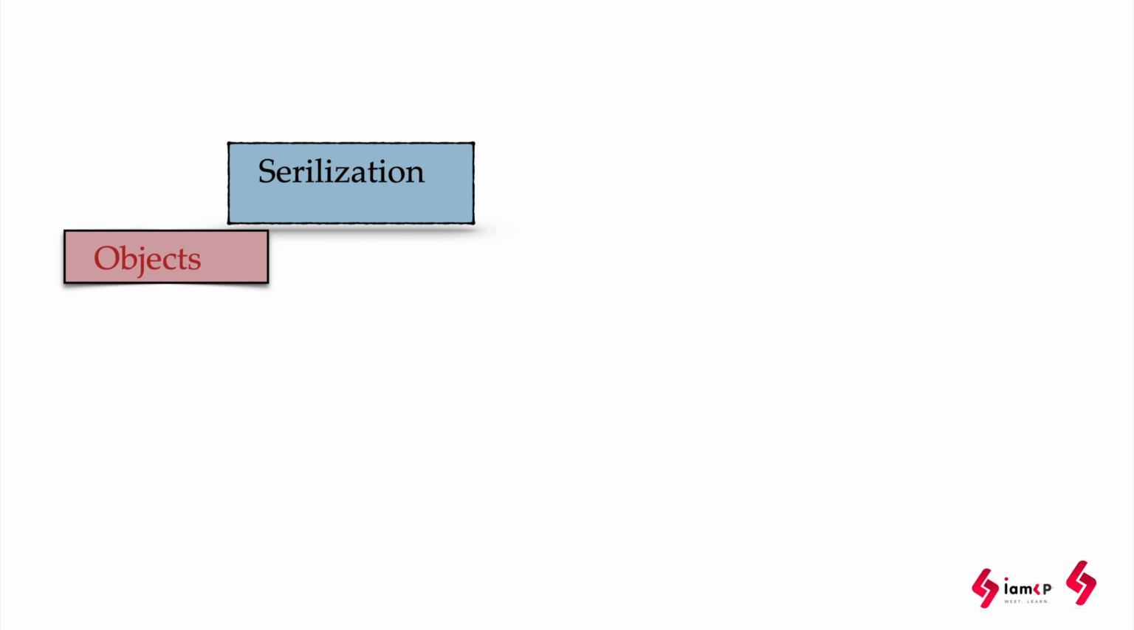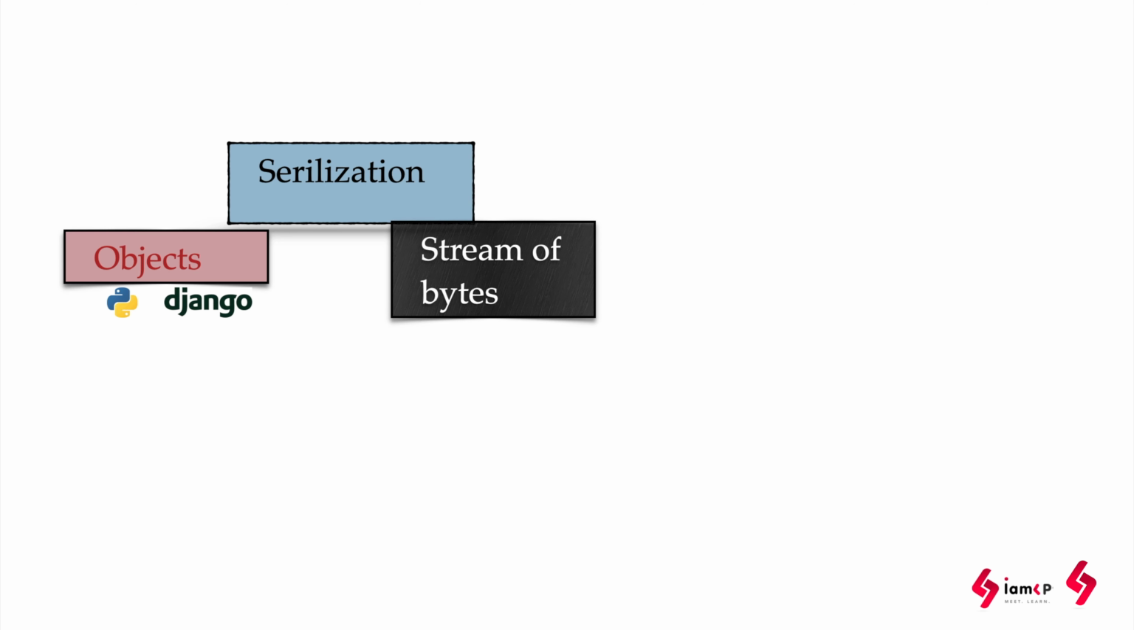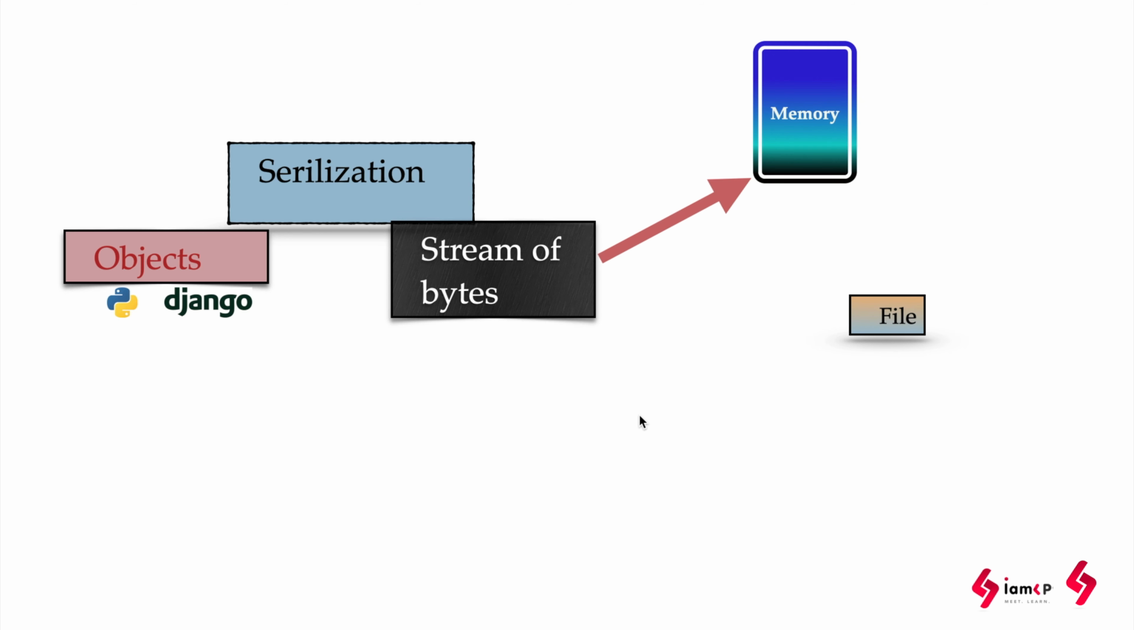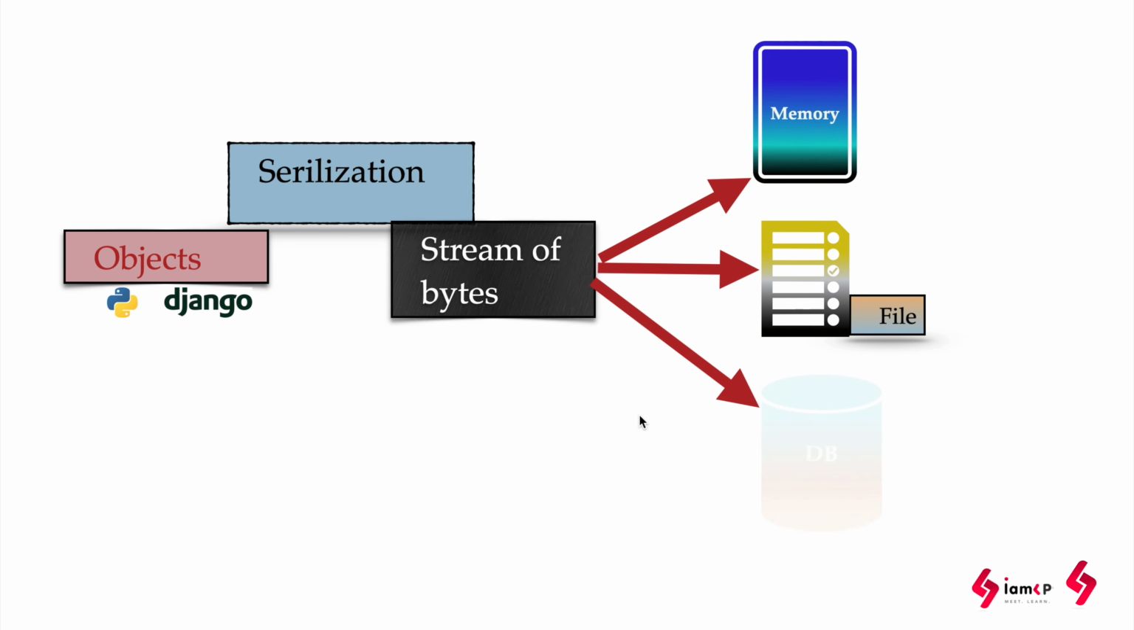Serialization is actually converting Python native objects into a stream of bytes. So actually you write code in Django, and Django is nothing but Python code. Those Python objects you are converting into a stream of bytes, and after that, we are going to store the stream of bytes in memory and files. Also we can store it in the database.